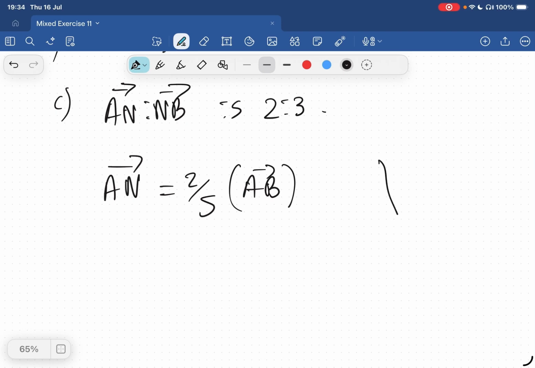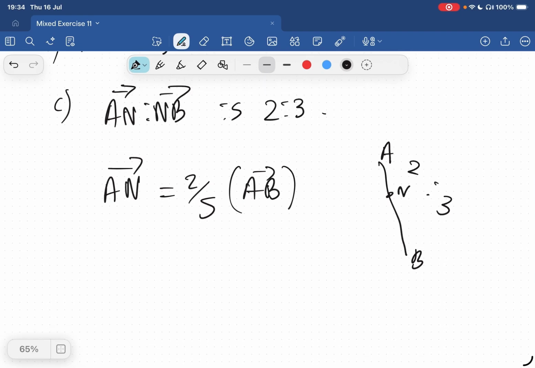So A to B, if this is 2/5 to the N, this means it must be split in a 2 to 3 ratio. And that is the answer to question 12, pre-2020 textbook.